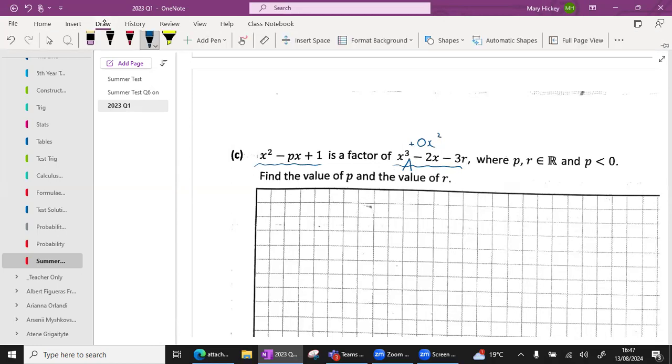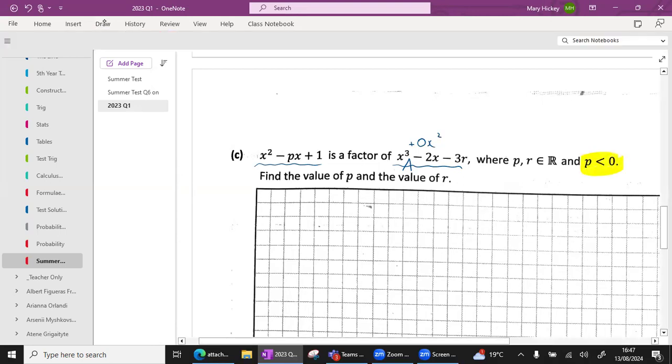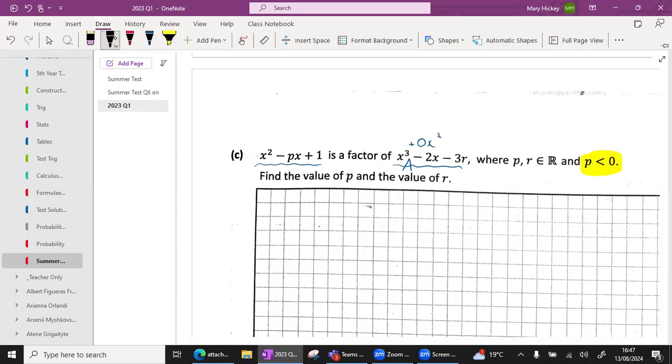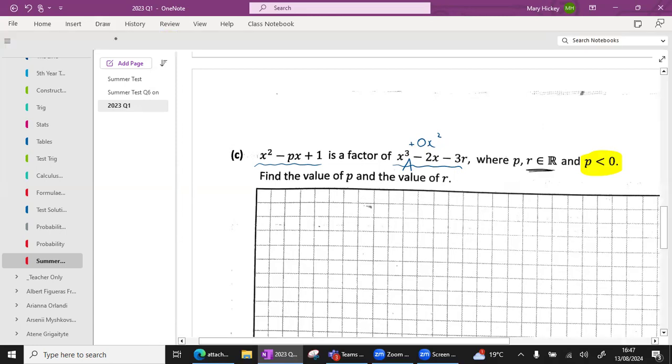Another thing I'm going to highlight, just so that I don't forget later, is that we're told p is less than 0. So in other words, p is negative. P has to be negative. Less than 0 is a fancy way of saying p is negative. Now, it's part of the set of real numbers, so it's negative, but it doesn't have to be a whole number. It could be a fraction, decimal, whatever.